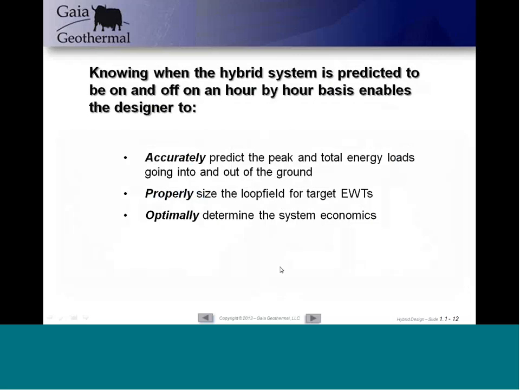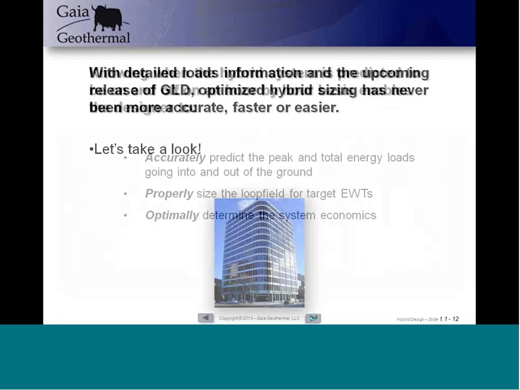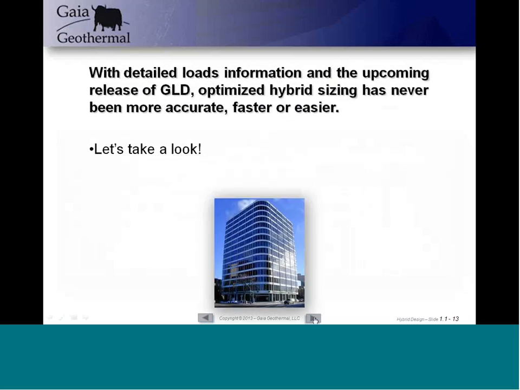Knowing when the hybrid system is predicted to be on and off on an hour-by-hour basis enables you as a designer to first accurately predict the peak and total energy loads going into and coming out of the ground. Second, to properly size the loop field for your target entering water temperatures. And third, to optimally determine the system economics. We're going to see some very interesting things in a couple minutes on that. With the detailed loads information and the upcoming release of GLD 2014, optimized hybrid sizing has really never been more accurate, faster, or easier. Let's take a look.